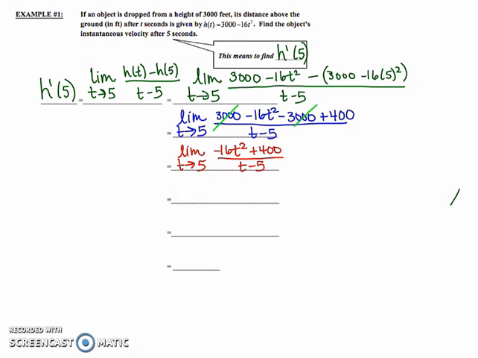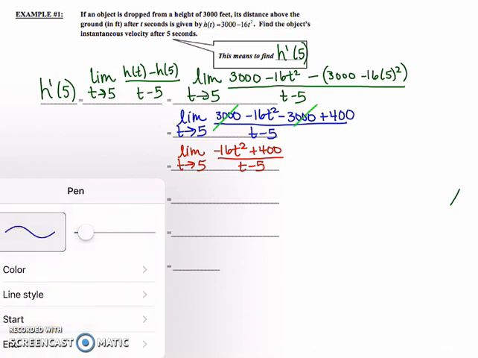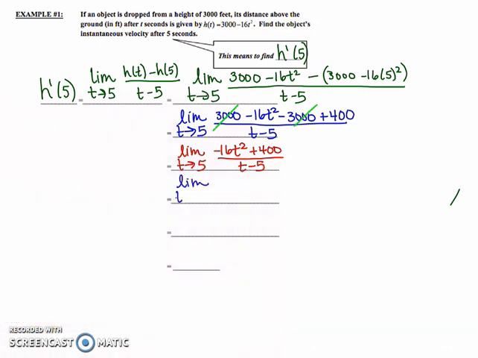Now hopefully you're thinking about your bag of tricks, and I hope when you look at that you think, there's probably a GCF there because I'm probably going to have to do some factoring to eliminate that factor of t minus 5 in the denominator. And sure enough, the GCF is negative 16. So my next step is going to be to factor that numerator. So I've got the limit as t approaches 5 of negative 16, and then it's going to become t squared minus 25 over t minus 5.